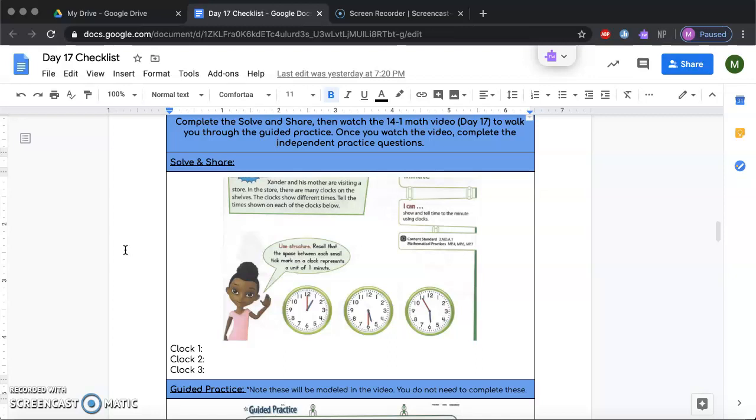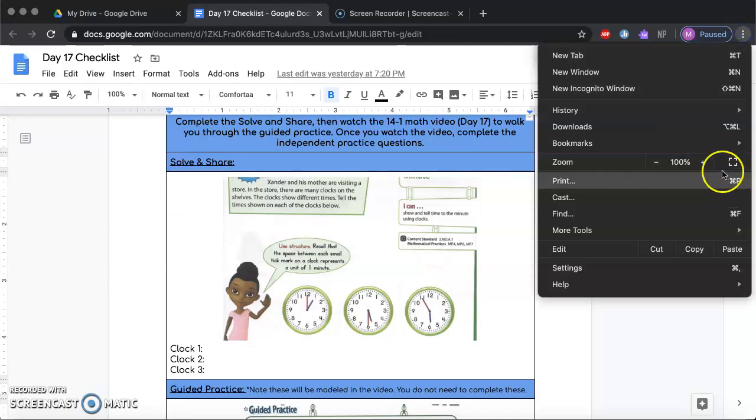Xander and his mother are visiting a store. In the store, there are many clocks on the shelves. The clocks show different times. Tell the times shown on each of the clocks below. Use structure. Recall that the space between each small tick mark on a clock represents a unit of 1 minute.